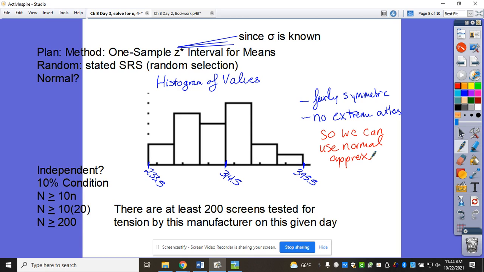And then independent 10% condition, we talked through this at the beginning. Capital N is greater than or equal to 10n. Capital N is greater than or equal to 200. There are at least 200 screens tested for tension by this manufacturer on this given day. Questions on anything with plan?